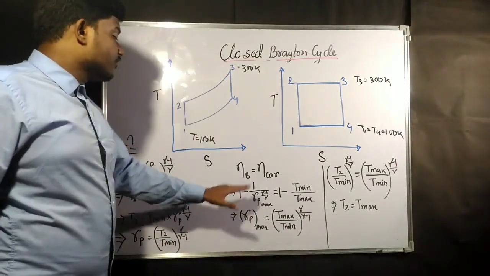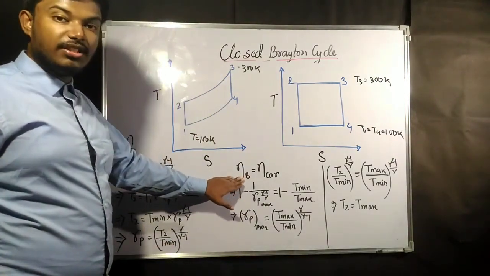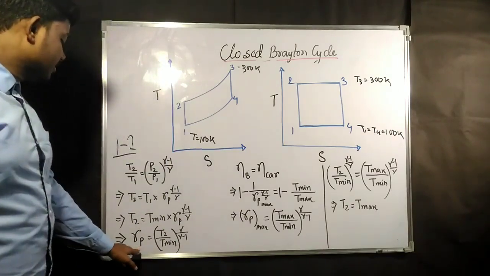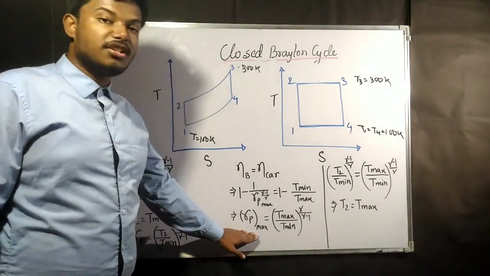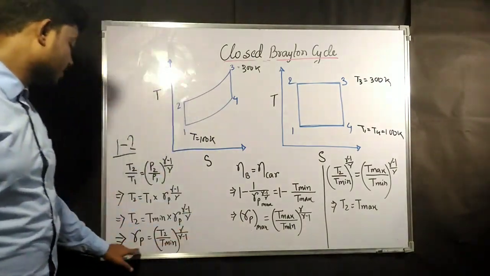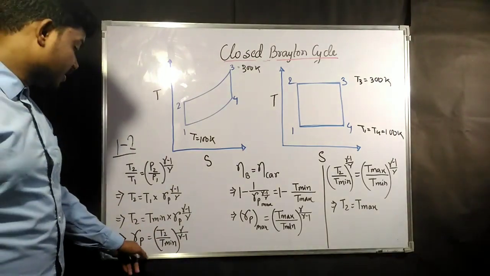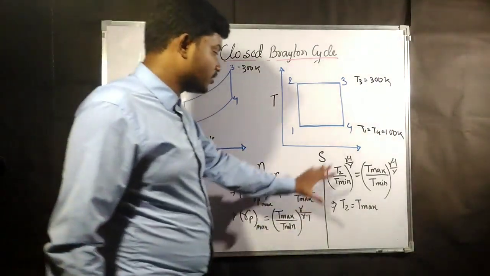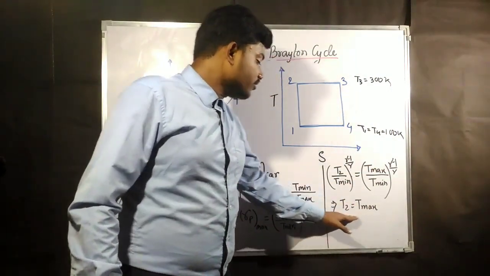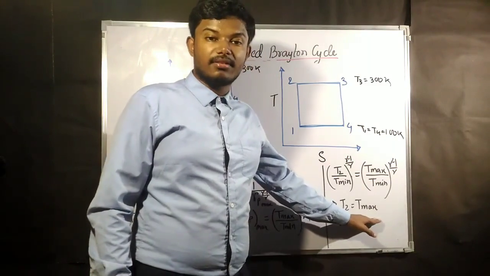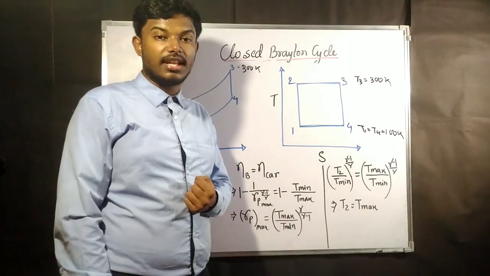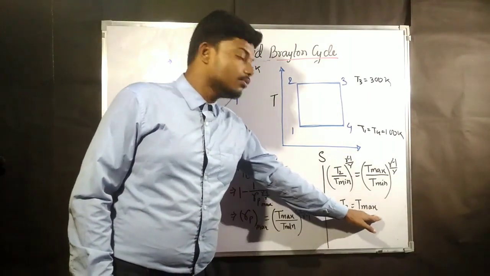Now for this to be maximum, the pressure ratio should be maximum. So this maximum pressure ratio and that maximum pressure ratio are going to be equal. Now if you equate these two equations, since both are pressure ratios, you are going to get this. From this you find that T2 is going to be T max. That means if you want the maximum efficiency of the Brayton cycle, T2 is going to be maximum.